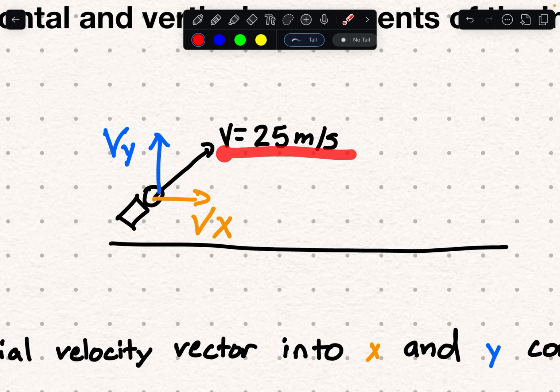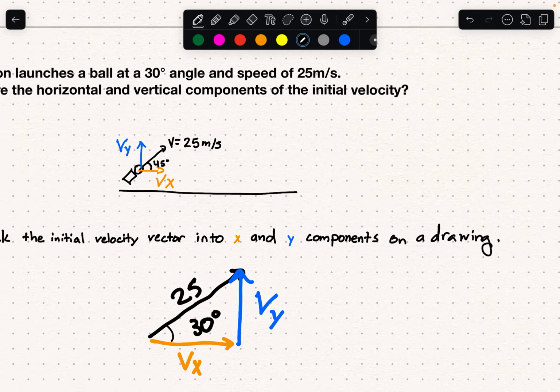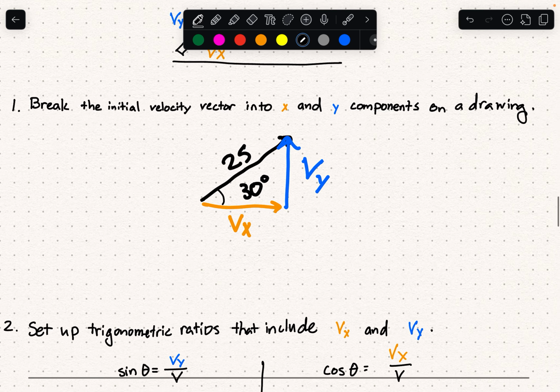I've drawn that in black. And then what I've done is draw in vertical and horizontal components of the velocity. So part of that velocity is horizontal, part of it is vertical. The angle is the only thing I haven't drawn in here. That is 45 degrees. Here's how to solve a question like this using trigonometric ratios.